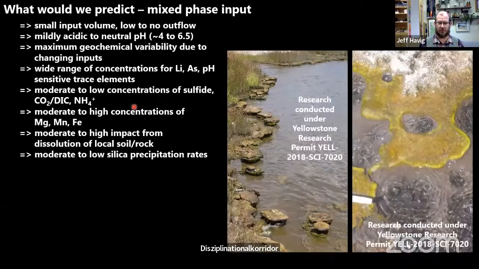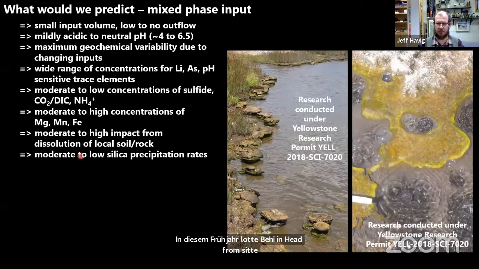And then to round out, there are the ones where you have mixed phase input. That's where you have small input volume, low to no flow, and mildly acidic to neutral pH with maximum geochemical variability. These are wild and can change pH units over a year or so, or multiple pH units. And again, we can make predictions about what's high and what's low in terms of elemental compositions and what's in them. And these typically are relatively high impact from dissolution of local soil and rock, and relatively low silica precipitation rates too.